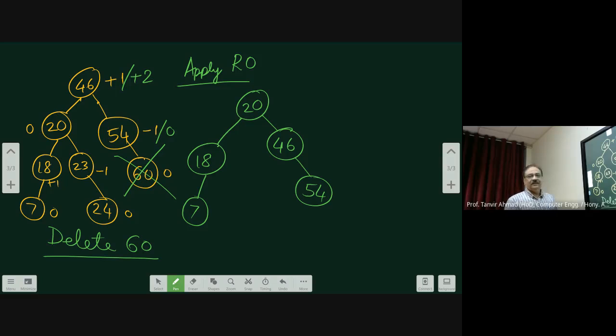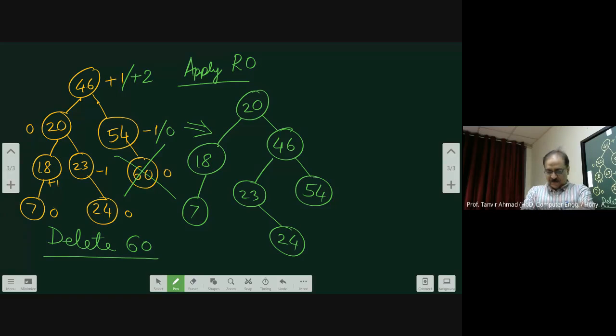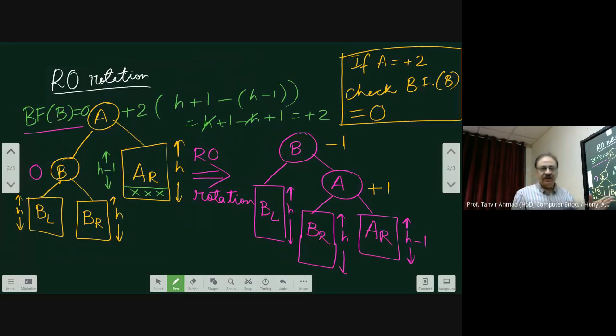What remains? 23, 24. Balanced. Now you check with this one. We became the root. A came down. The AR is now put to A. BR to left of A and BL as it is.